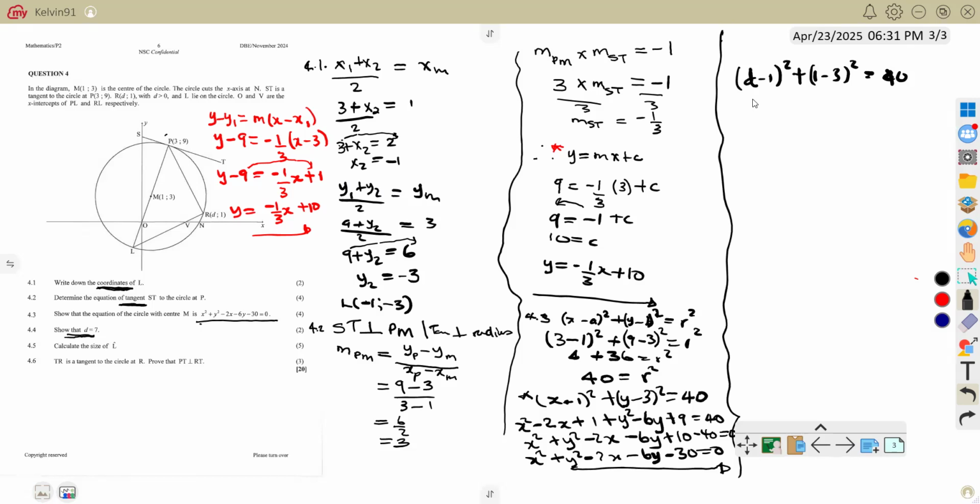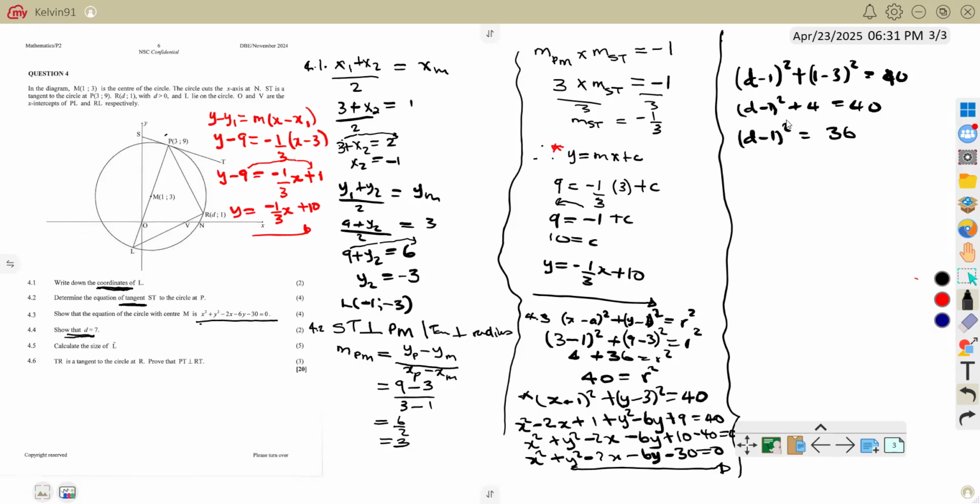Then here we are going to have D minus 1 squared. Then when you simplify, it's going to be 4 plus D minus 1 squared must be equal to 40. Then from there, take this 4 to the other side. So it means D minus 1 squared is equal to 40 minus 4, which gives us 36.